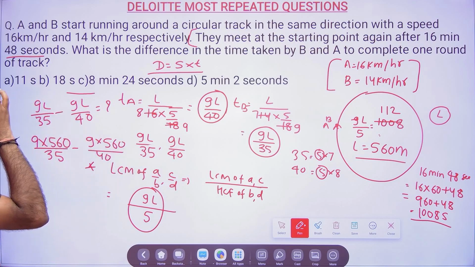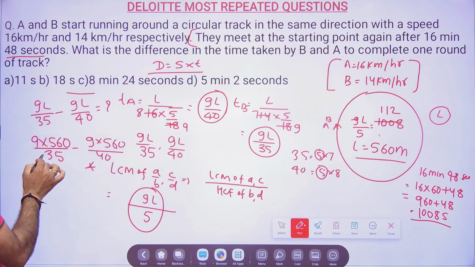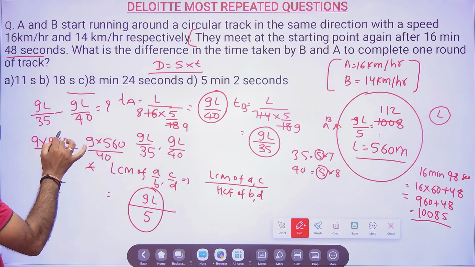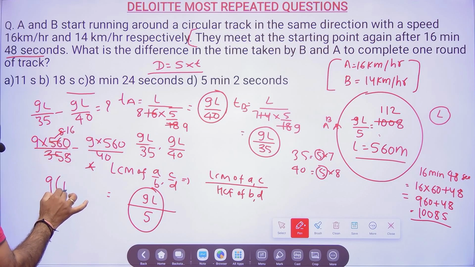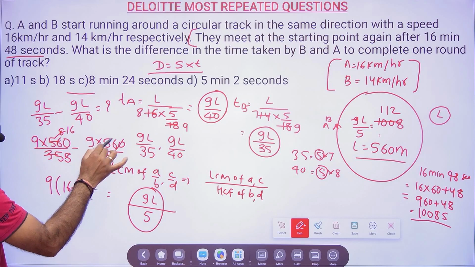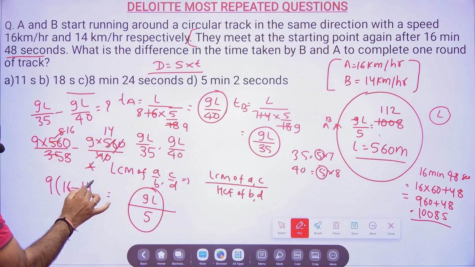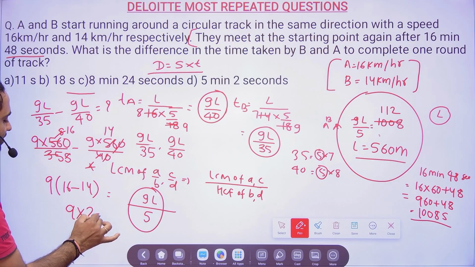9 you can take common. So here 7 5s are 35 and 7 8s are 56, and 5 16s are 80, so 16 minus 14. 9 you take common: 16 minus 14 is 2. So 9 into 2 is 18 seconds. 18 seconds is the answer.